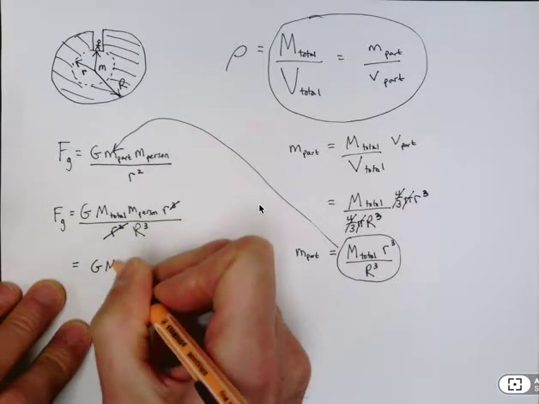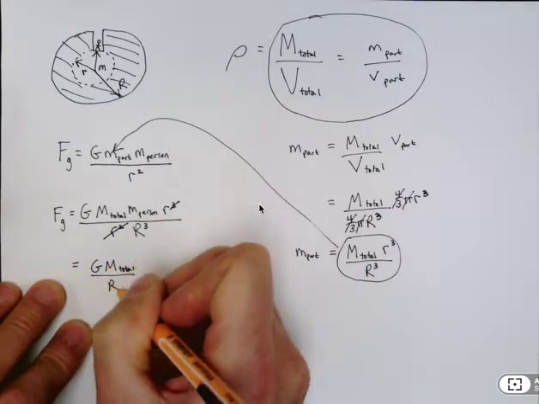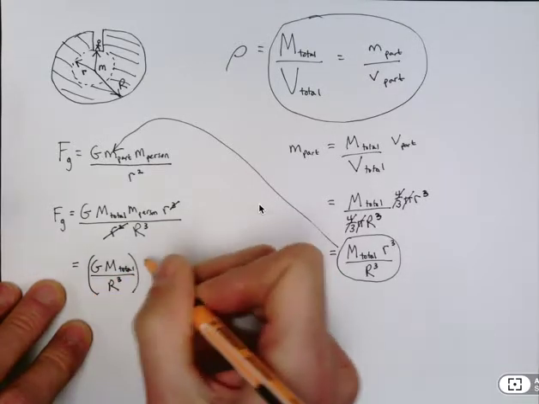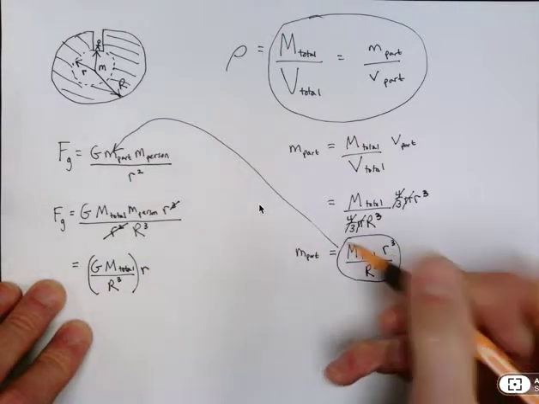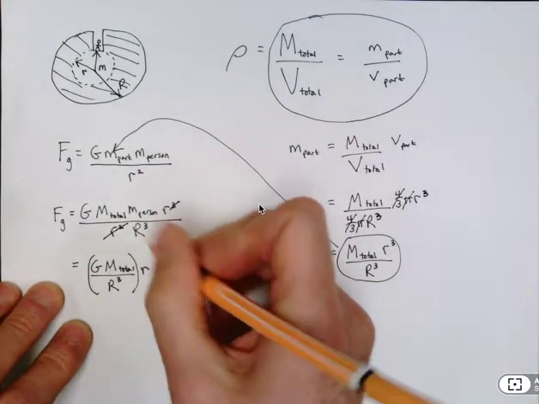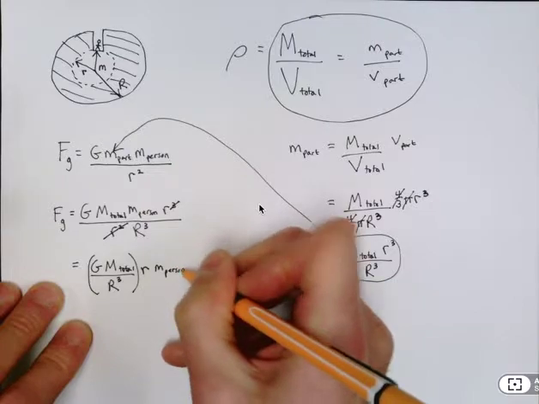G times the total mass of the Earth divided by the total radius of the Earth cubed, that factor multiplied by just the radius from the center of the Earth to where the person is. And I forgot the mass of the person in there as well. Sorry about that. But I'm going to cancel that out in a moment.